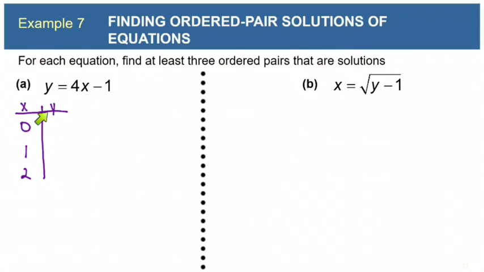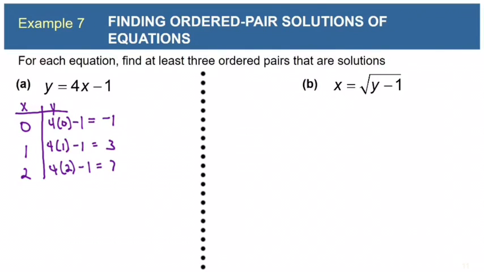And now let's plug in 0. 4 times 0 minus 1 would be 0 minus 1, which is negative 1. And now let's plug in 1. 4 times 1 minus 1 would be 4 minus 1, which is 3. And now let's plug in 2. 4 times 2 minus 1 would be 7.